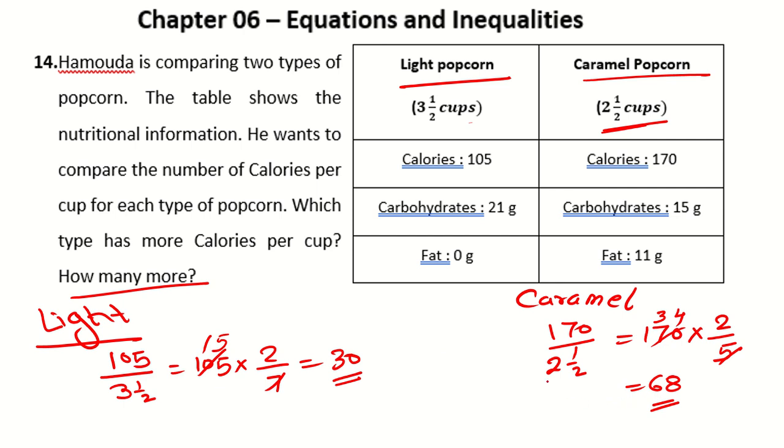So which type has more calories? Of course, caramel popcorn has more calories, and by how much? 68 minus 30. So it will be 38 calories more in caramel popcorn.